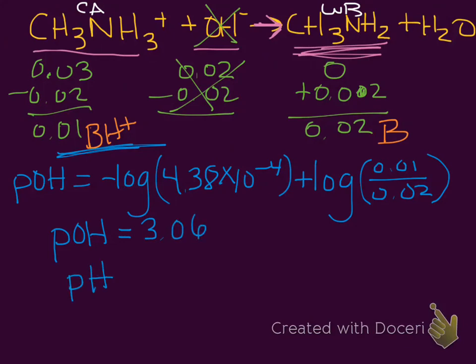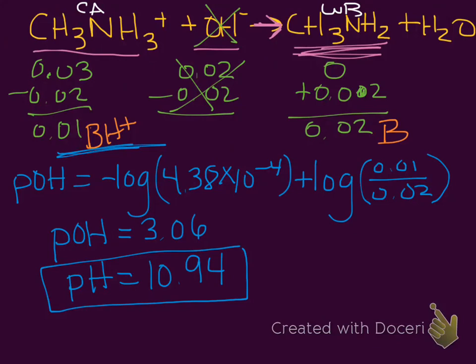So we just have to remember to subtract from 14. And it's harder to remember with the buffers to subtract from 14 because your pH could be above 7 or below 7. So there's no way to really check. You just have to go back and make sure that you did that last final step. So we find that our pH is 10.9.